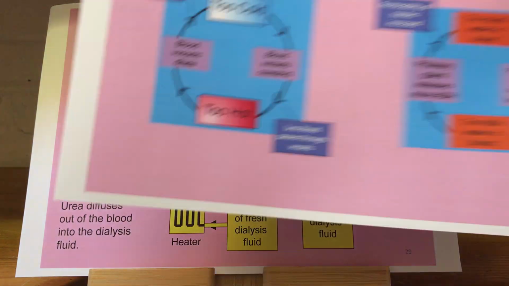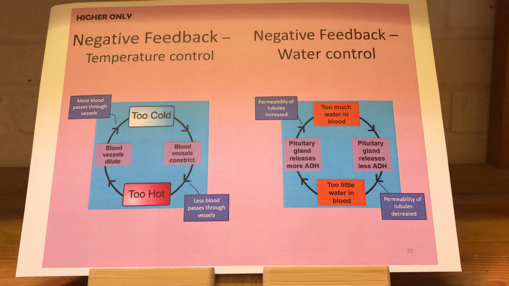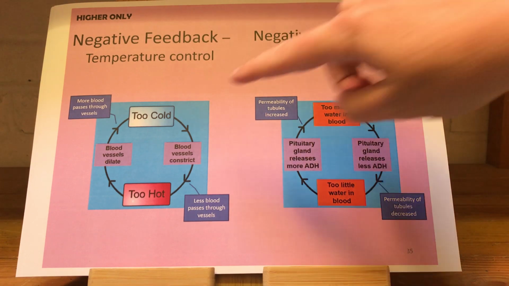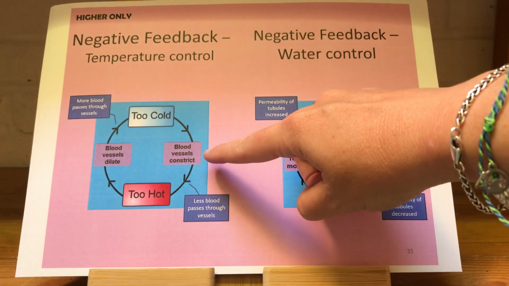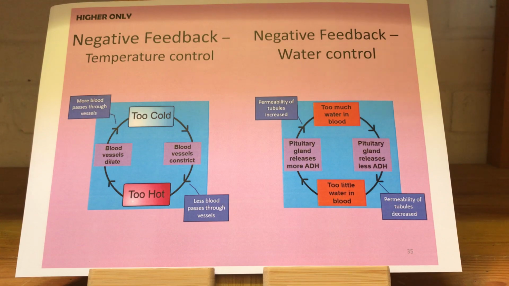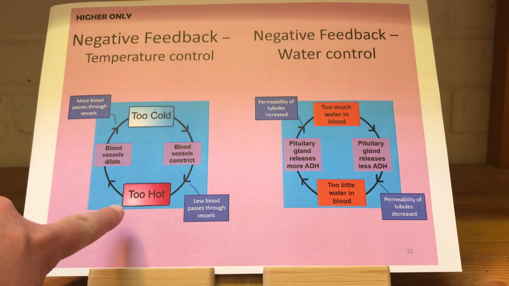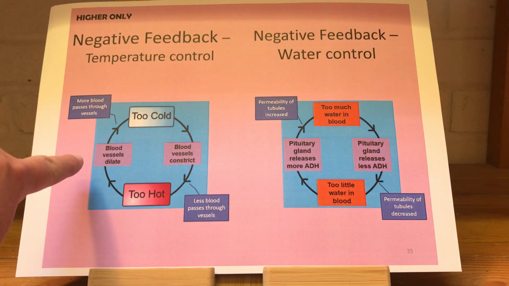Let's have a look at some of our negative feedback loops. These are things we've already talked about, temperature control. If someone is too cold, then the muscles contract, which constricts the blood vessels and less blood passes through the vessels, less heat loss. If someone is too hot, then those muscles relax, blood vessels dilate and more blood passes through the vessels.